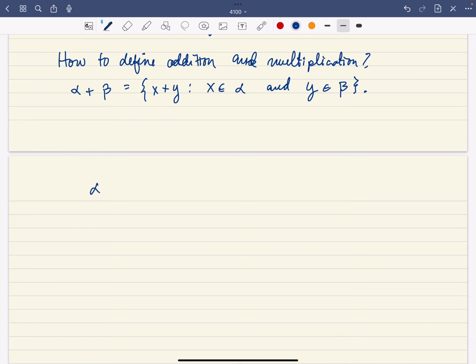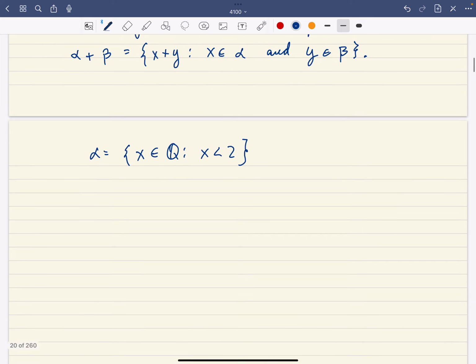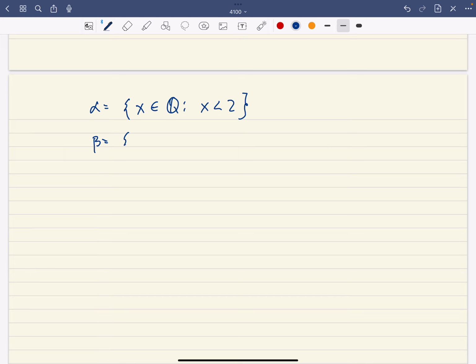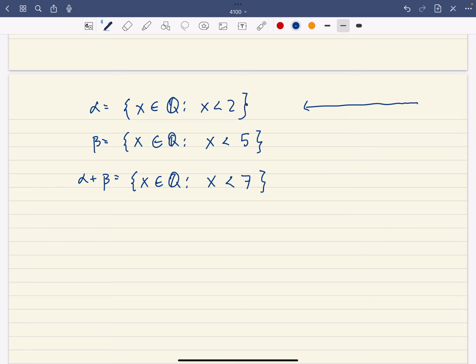If I take the cut corresponding to, say, the real number 2, so that would be the set of rationals that are strictly less than 2, and I add to it the set of rationals that are strictly less than, say, 5, then what I want is to get the rationals that are strictly less than 7. And in fact, that's exactly what we get. Because what we're going to get here is all of the rational numbers up to 2, so all the values up to but not including 2.